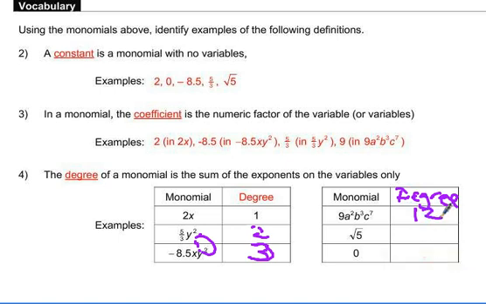Now here we don't have any variables. So it's kind of like if you had an x to the 0. Remember that we talked about before that anything to the 0 power is 1. So it's kind of like you don't have a variable there. So the degree is 0 because there's no variable. Here the degree would be 0 because there's no variable, okay?